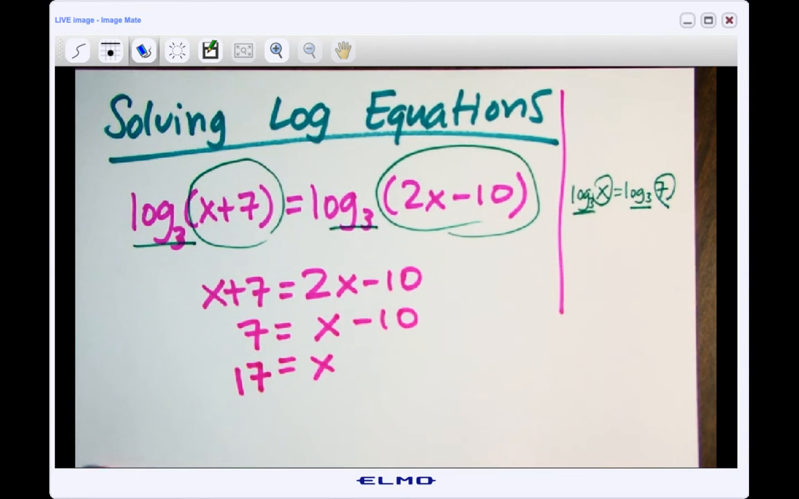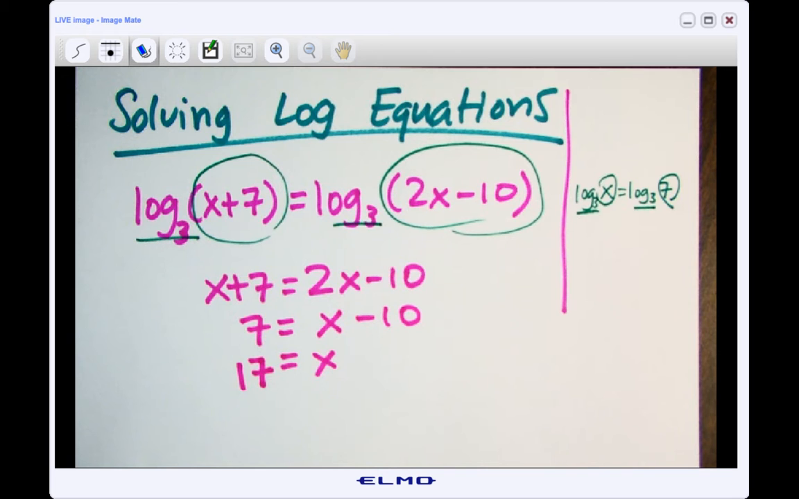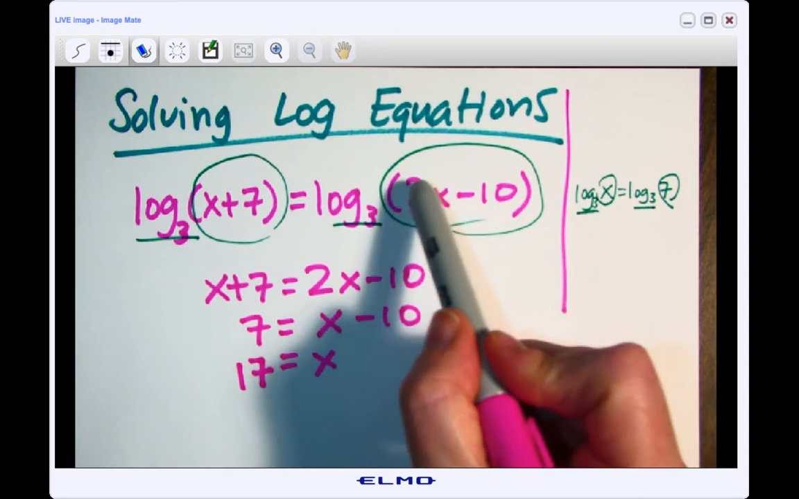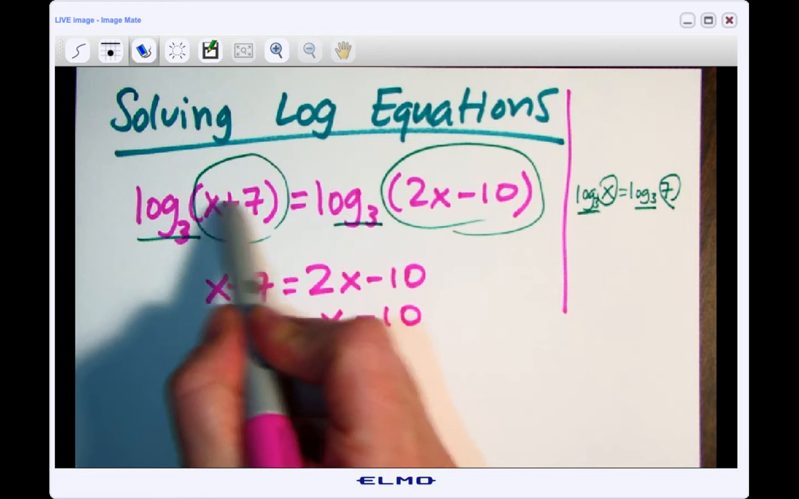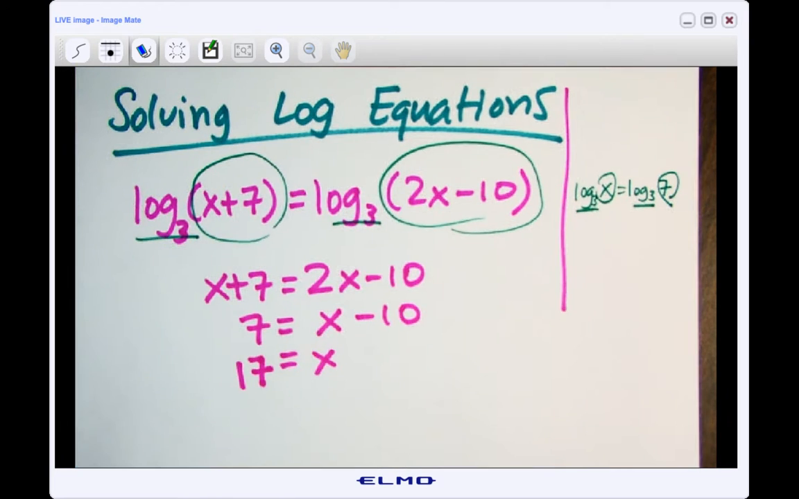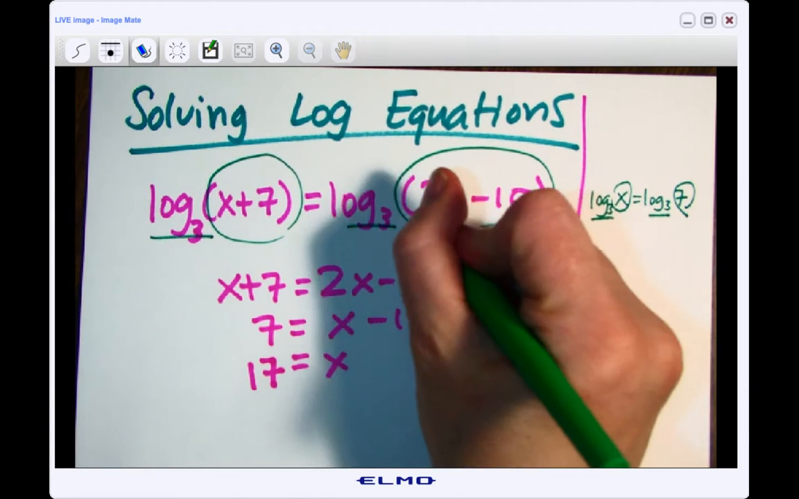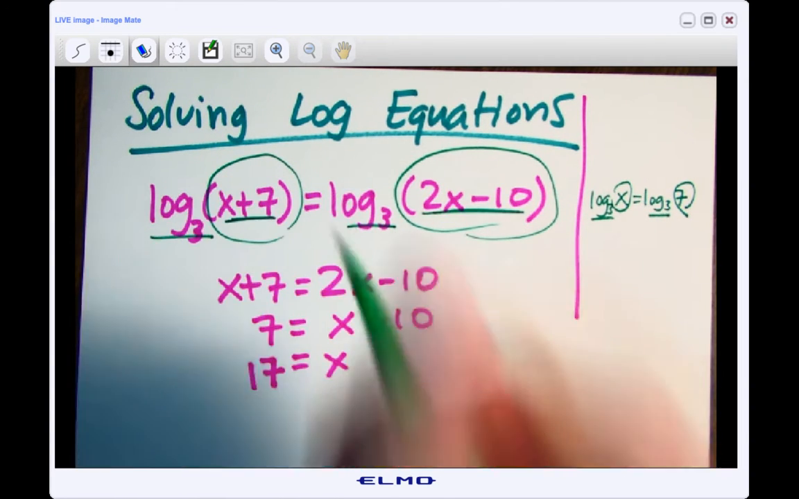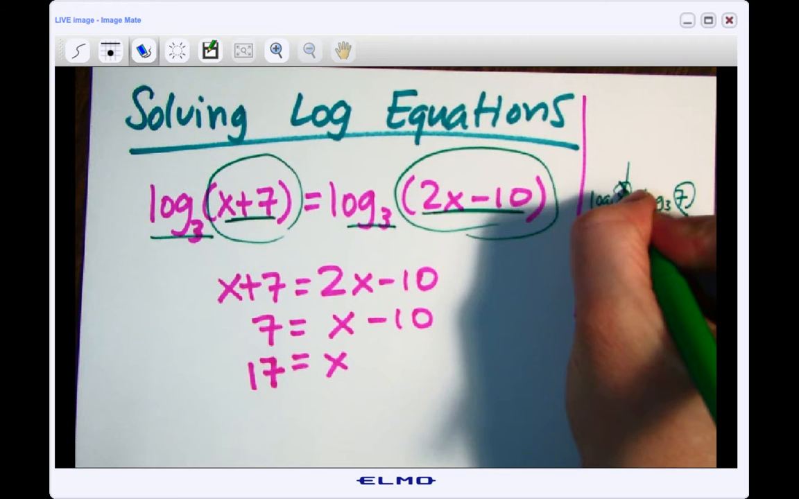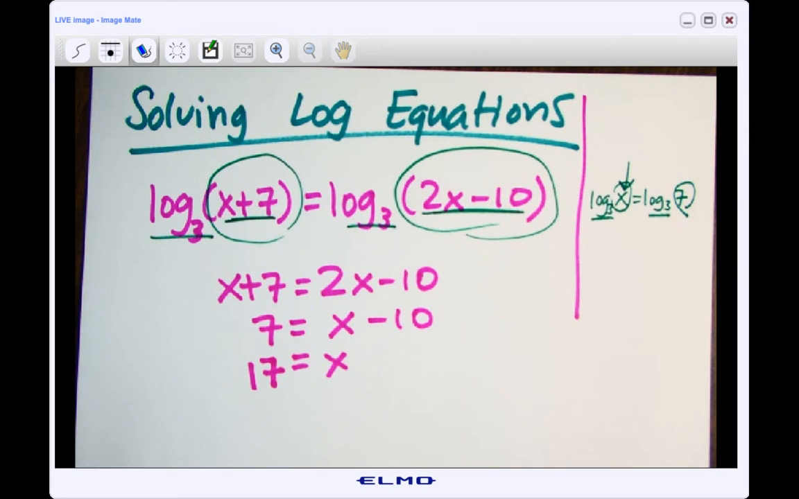Now with logarithmic equations, there is one other thing that we have to check. If you remember, this expression inside cannot be equal to 0. And again, if you need to see the other video on domain of logarithmic functions, you can look at that one. But these expressions inside the logs, they can never be 0 and they can't be smaller than 0. So they have to be greater than 0.